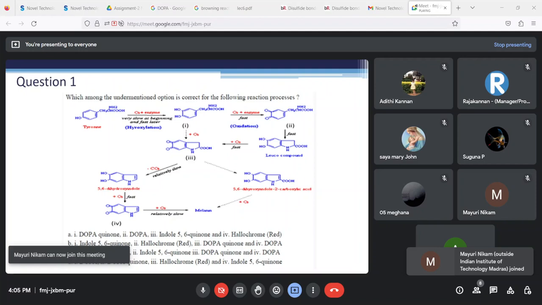Browning reaction, ma'am. Yeah, so this particular entire mechanism corresponds to the browning reaction that is present in foods. So can you identify the first molecule here? What happens when you hydroxylate tyrosine? So here you can see one of the hydrogens present in the benzene core is being replaced by a hydroxyl group. So what does two hydroxyl groups and a phenylalanine group represent?